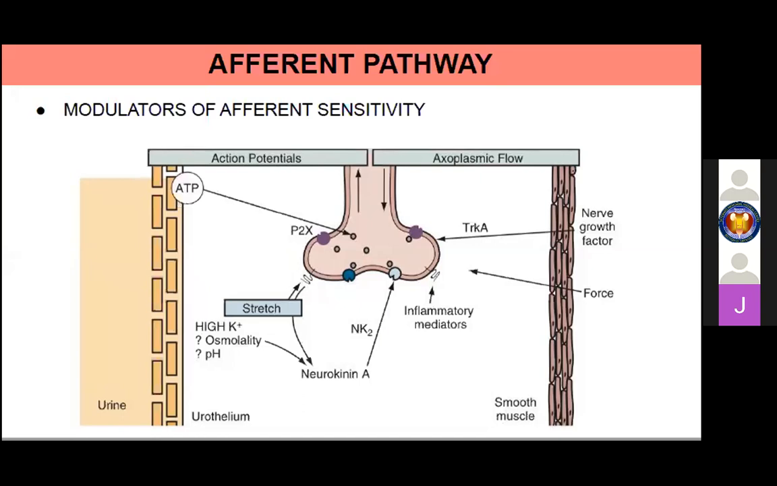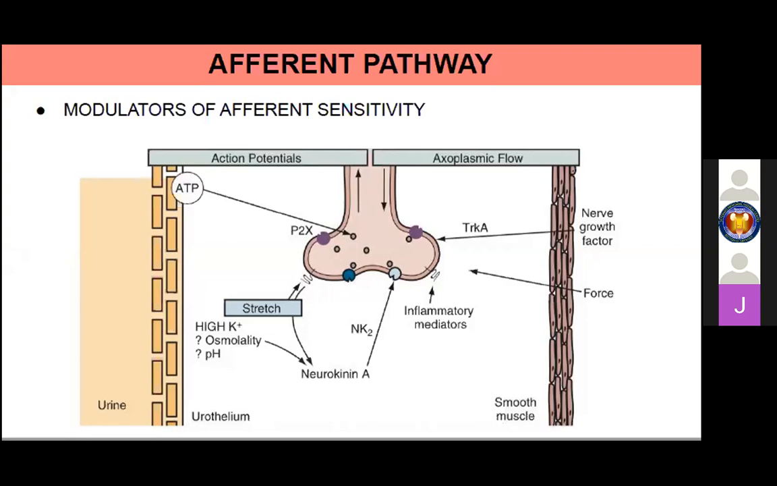The ATP can be released by the urothelium by stretch of the mucosa during bladder distension. So other parts, via axoplasmic transport, which is stimulated by distension and chemical stimulation, can secrete neuropeptides such as the neurokinin A, which can act on the NK2 autoreceptors and can also sensitize the mechanical sensitive endings.